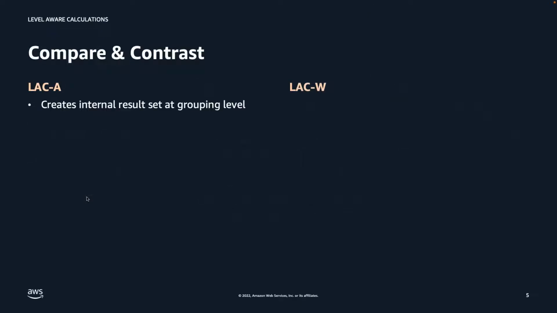So a LAC-A aggregate function creates an internal result set at the grouping level that you specify. And you don't have to take my word for this. We'll see this in action as we get into the demo. As opposed to the LAC-W function, the window function, the results from those functions are logically stamped on the applicable underlying detail records.